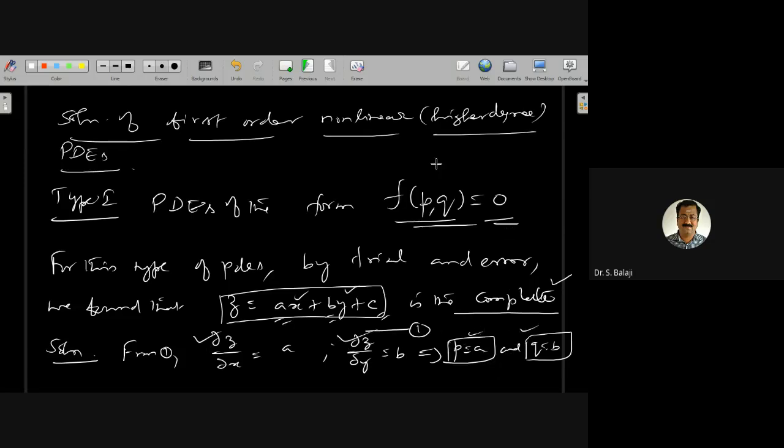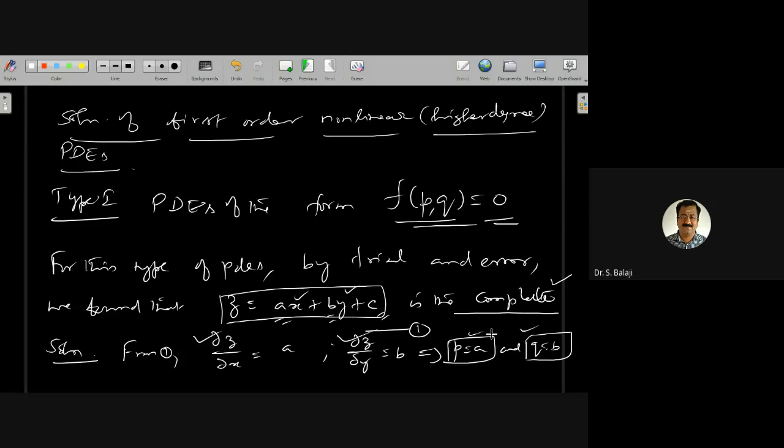Therefore, what about the given equation? The given equation is f of p comma q equal to 0. Now p equal to a and q equal to b. Therefore, from the given equation, under this complete solution idea, we have a relationship between a and b: f of a comma b equal to 0. With the help of f of a, b equal to 0, you can write b as a function of a. Therefore, only one arbitrary constant here, and one more arbitrary constant c.